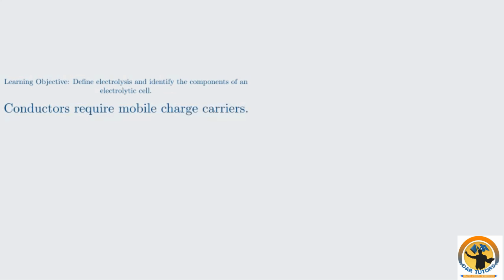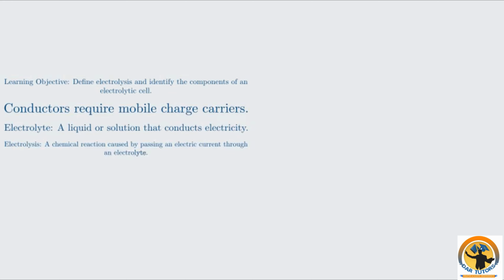For a substance to conduct electricity, it must contain charged particles that are free to move. In metals, these are valence electrons. In solutions or molten substances, these are ions. An electrolyte is the substance that conducts electricity and is decomposed by its passage. This process of decomposition by electricity is called electrolysis. It is a non-spontaneous process and requires a constant input of electrical energy.